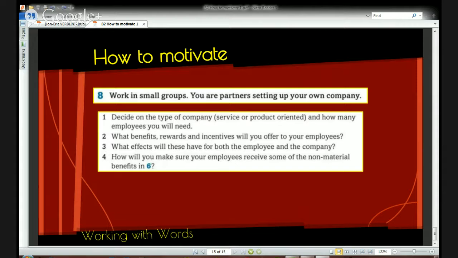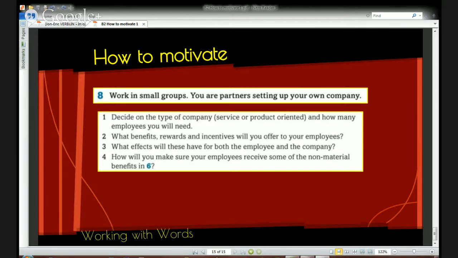Well, before we run out of time, I want to get to our meeting. So let's take a look at the last activity in the vocabulary section of the unit. It says work in small groups. Well, we're probably going to work as a class, as one group. We are partners setting up our own company. We have to decide what type of company it is.